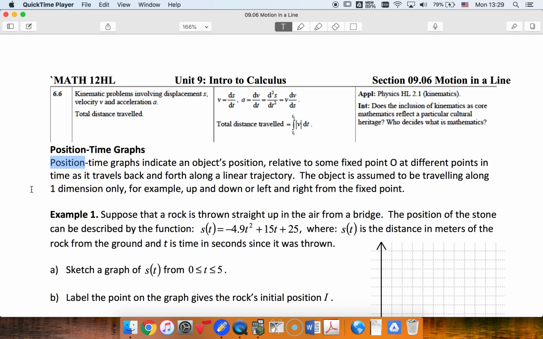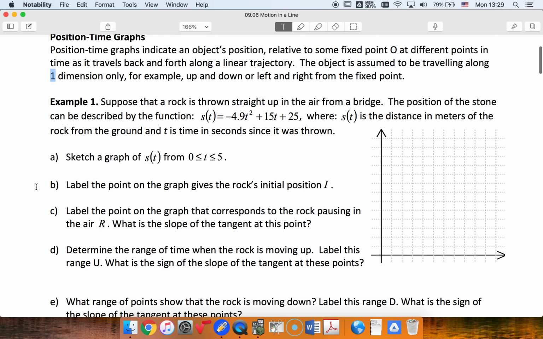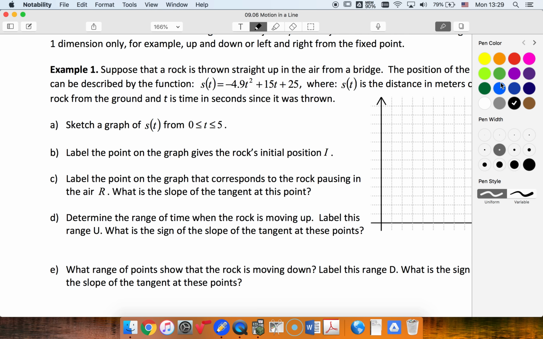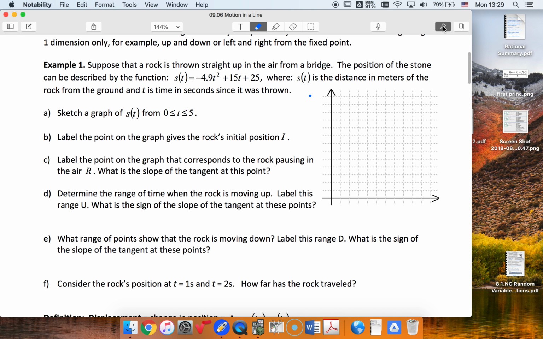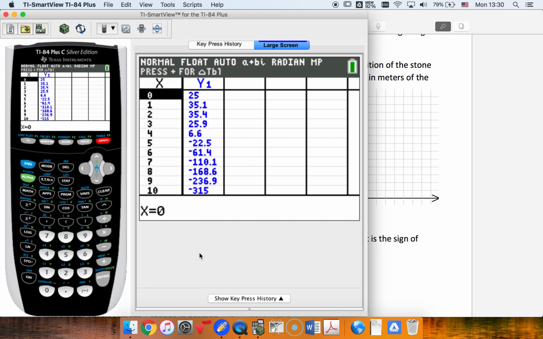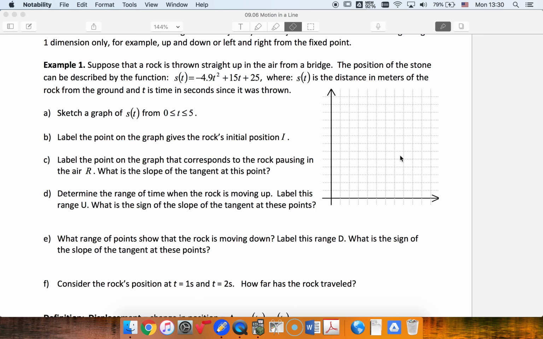With example 1 here, we're starting by looking at a rock being thrown straight up from a bridge, and it's following this equation. When we look at what's happening, we've got going straight up and down. Here's my equation. I want to look at the points so I know what to graph. So I've put that into my calculator, and we can see we're going from 25 up to 35.1, 35.4. So I'm assuming that my max is happening either between 2 and 3 or between 1 and 2. Of course, I could do some algebra to figure that out.